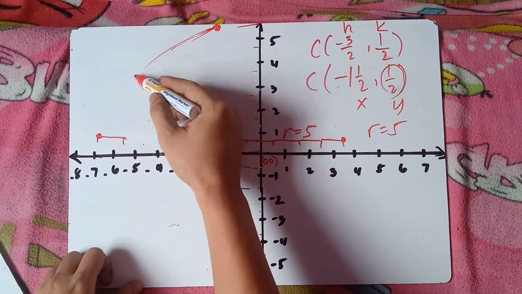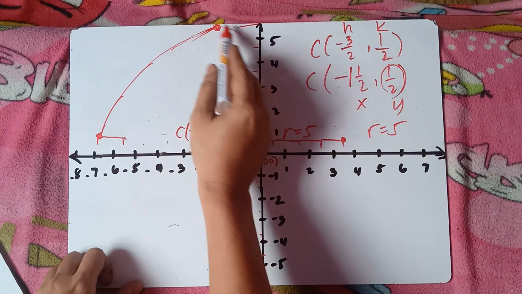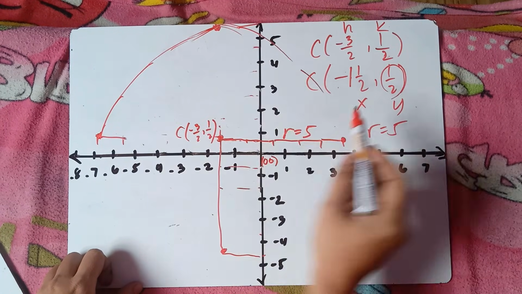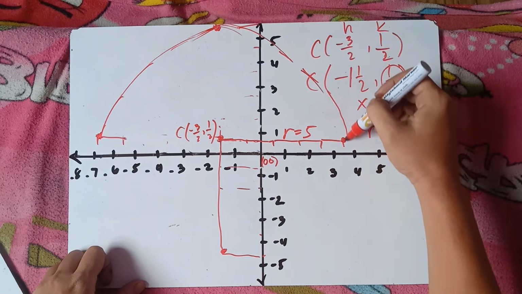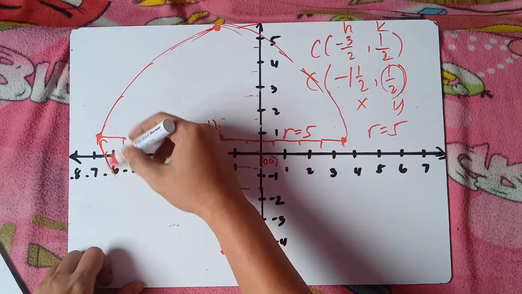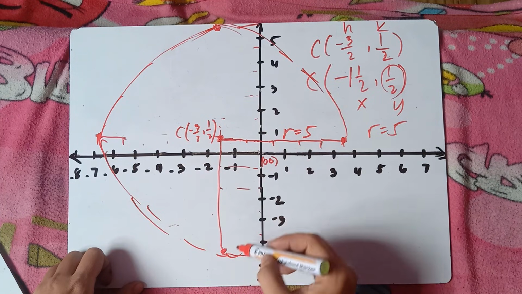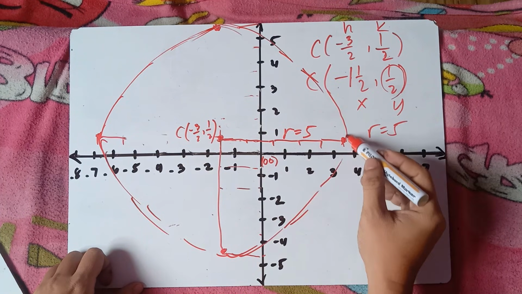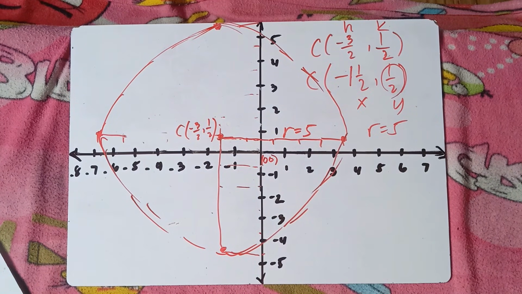I'm so sorry we don't have a graphing paper. So our circle, it's not a perfect circle. But if we have the graphing paper, I'm sure this will be a perfect circle. So that's it, class. That's how you graph your answer. That's how you transform your equation to standard form.